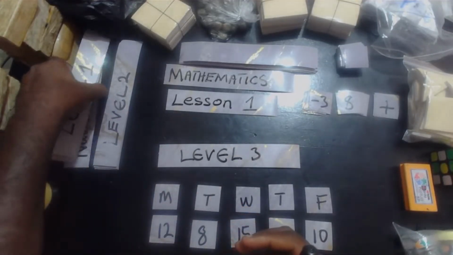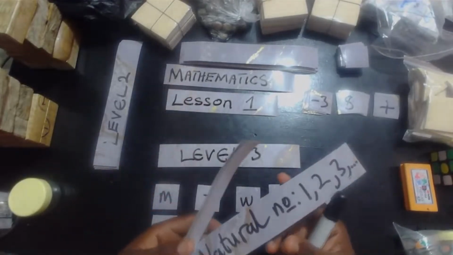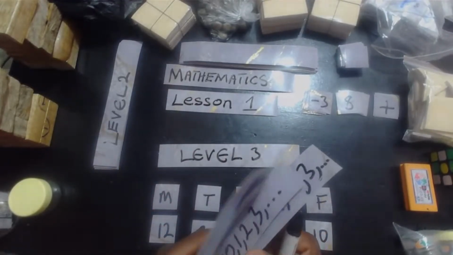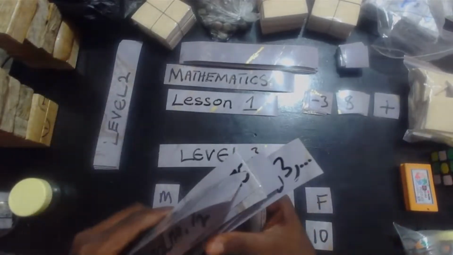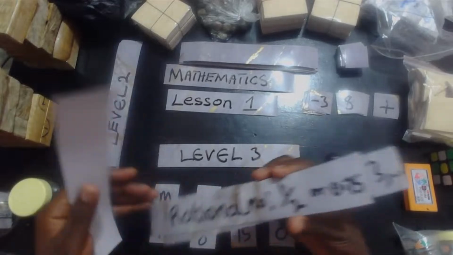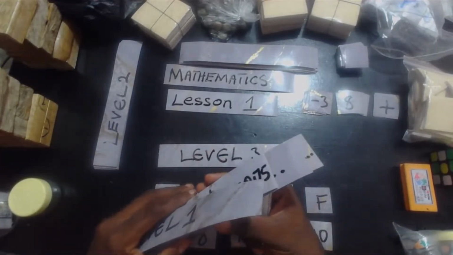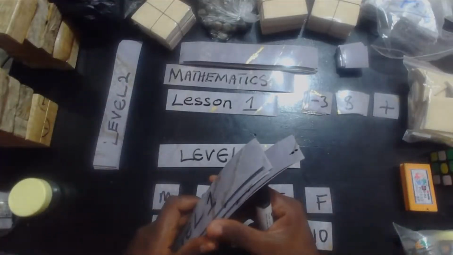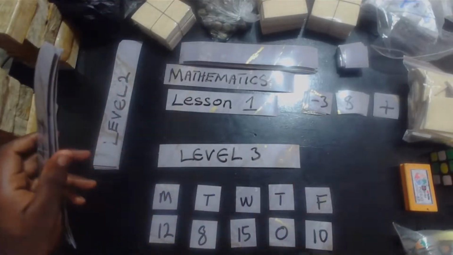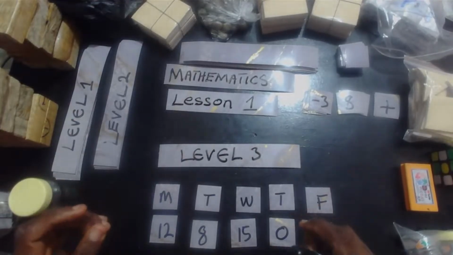Going back to level 1, would you say that they are natural numbers? Would you say that these numbers are whole numbers? Would you say that these numbers are integers or rational numbers? Your guess is as good as mine. These numbers are whole numbers because of the presence of 0. Otherwise, they would have been natural numbers because all of them are positive. The inclusion of 0 makes them a whole number distribution.